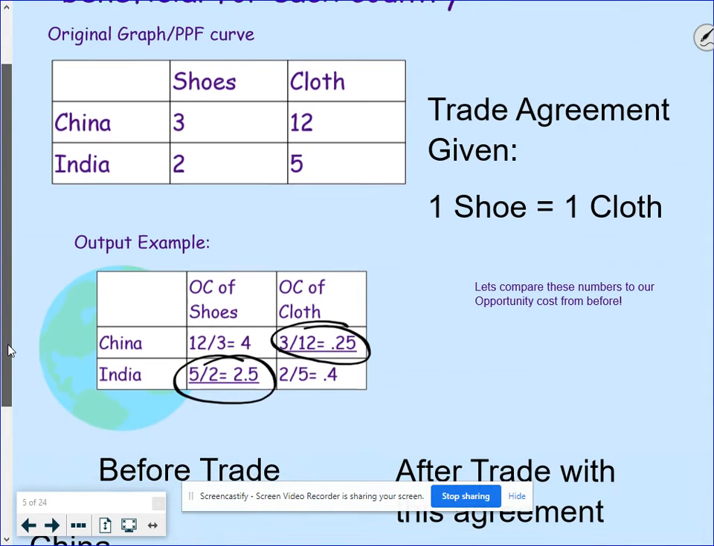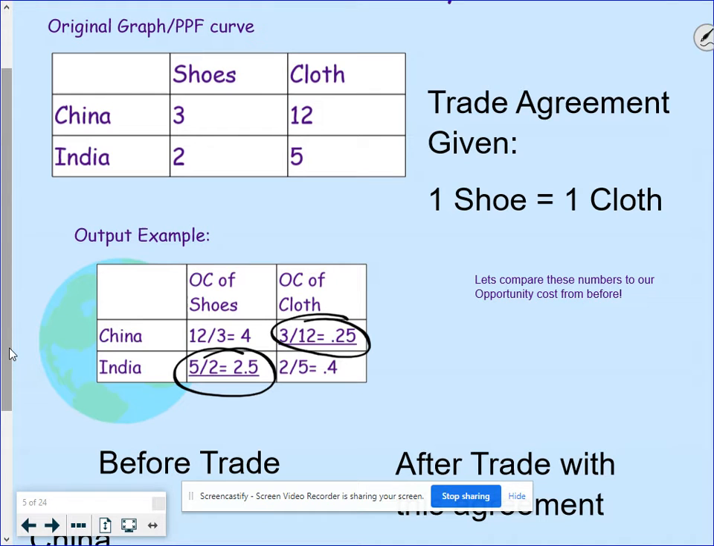Okay. So what we're going to do is compare the numbers of the trade agreement to our opportunity costs before. Remember how I said yesterday, get in the habit of circling the lowest numbers? Don't just eyeball it and then write it down. Actually circle, because this is where that circling really helps. All right, let's just recap.